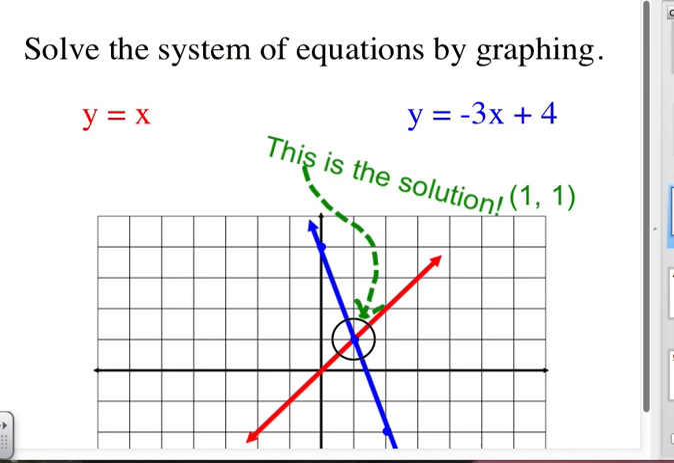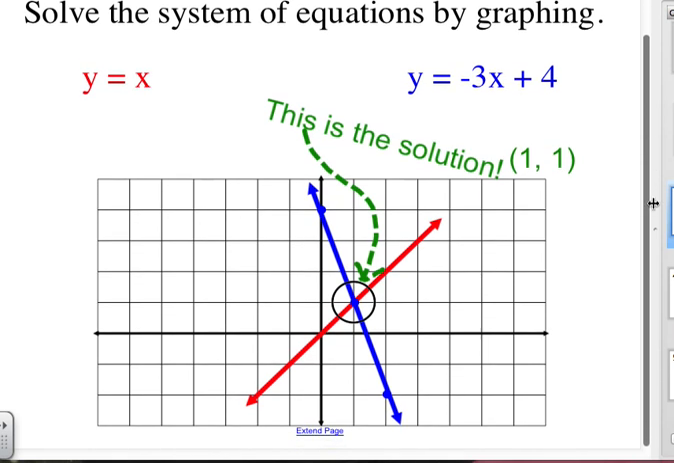So here's an example. Here's one I did for you. It says solve the system of equations by graphing. All right, so we've got two equations here. We've got y equals x, that's going to be the red line, and then I've got y equals negative 3x plus 4 as the blue line. Well, let me fix up this red equation over here, this y equals x.